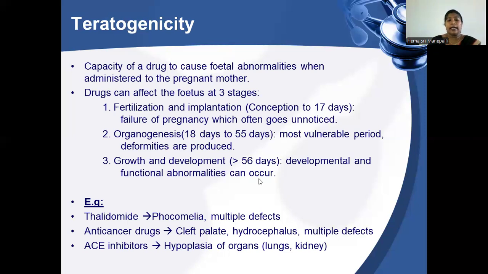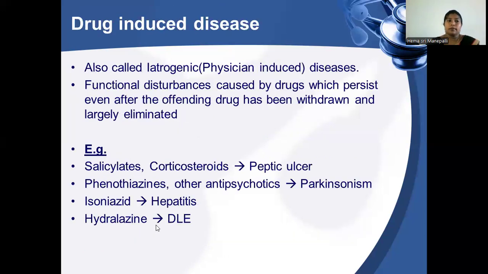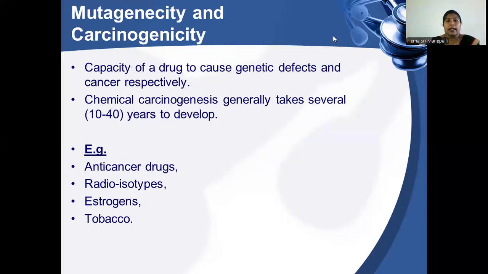Examples are thalidomide. Okay, so phocomelia and multiple defects. Phocomelia in the sense limbless fetus. Okay, anti-cancer drugs cause conditions like cleft palate and hydrocephalus and multiple defects. ACE inhibitors cause hypoplasia of organs such as lungs and kidneys. And next one, mutagenicity and carcinogenicity. Capacity of drug to cause genetic defects and cancer respectively.